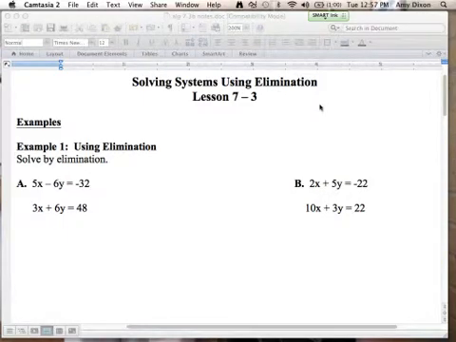Right, so today we're going to learn the third method on how to solve systems of equations. We've done graphing, we've done substitution, now we're going to do what's called elimination. Do you guys remember what the whole goal of solving systems is? What are we finding when we find the solution?